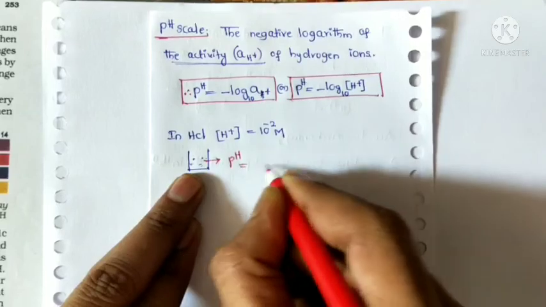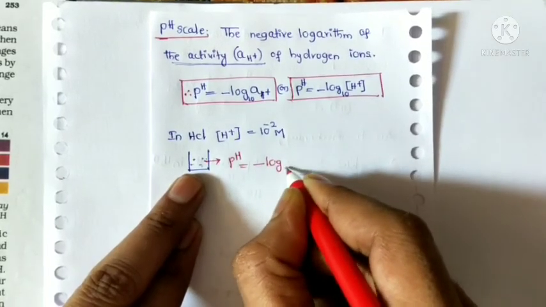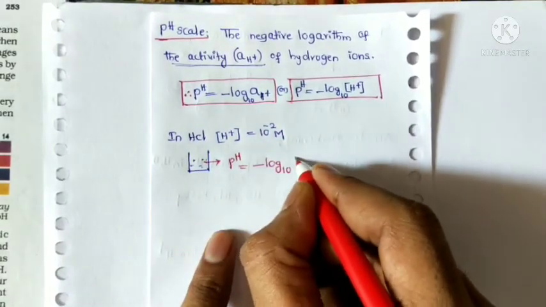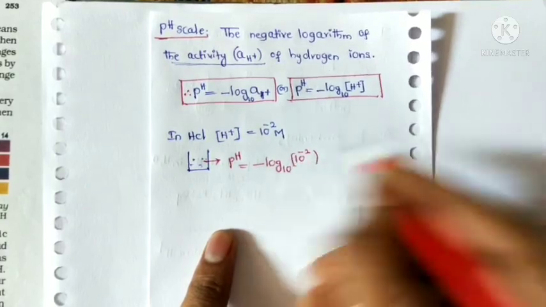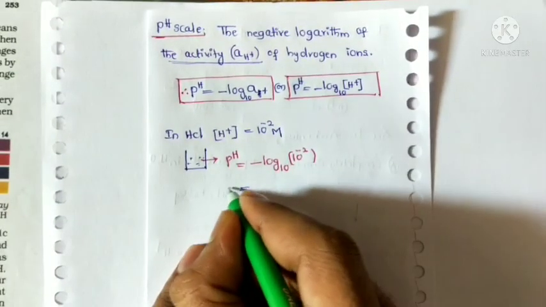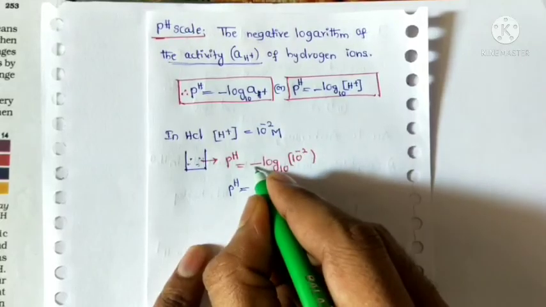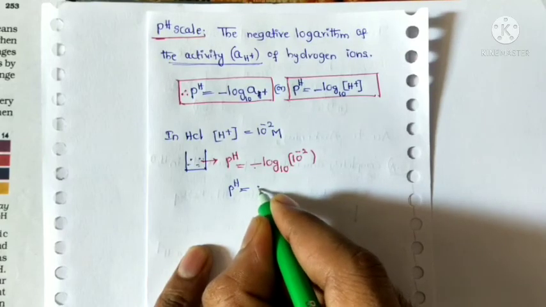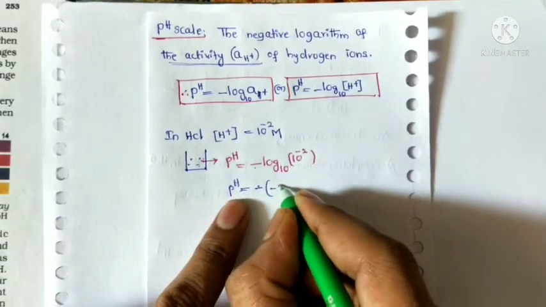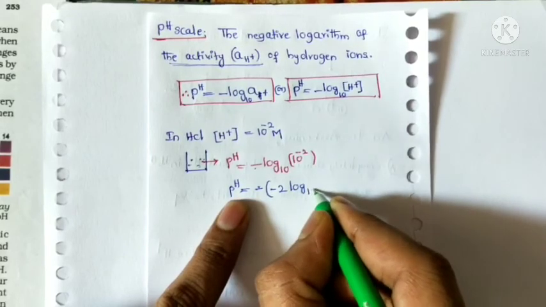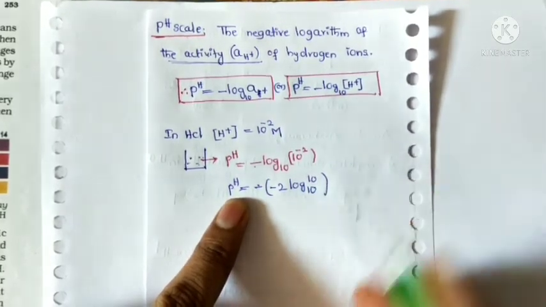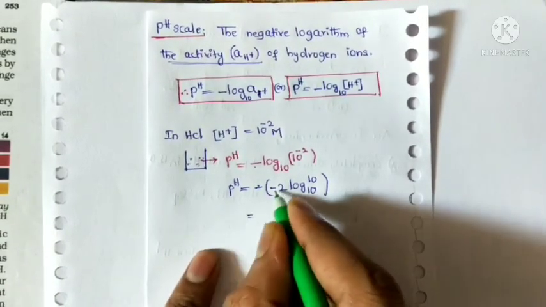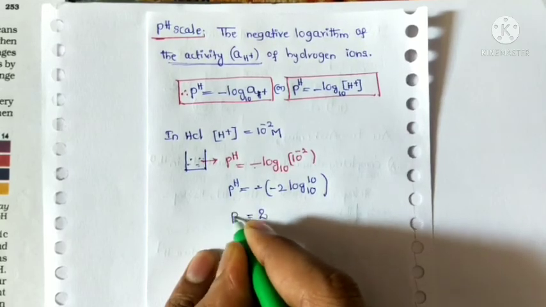Already we know pH equals the negative logarithm base 10 of the concentration of H plus ions. How much is the concentration here? 10 to the power of -2. So minus of power of -2, we can write -2 times logarithm of base 10. Base 10 logarithm of 10 is equal to 1. So minus times minus, that's why the pH value is 2.